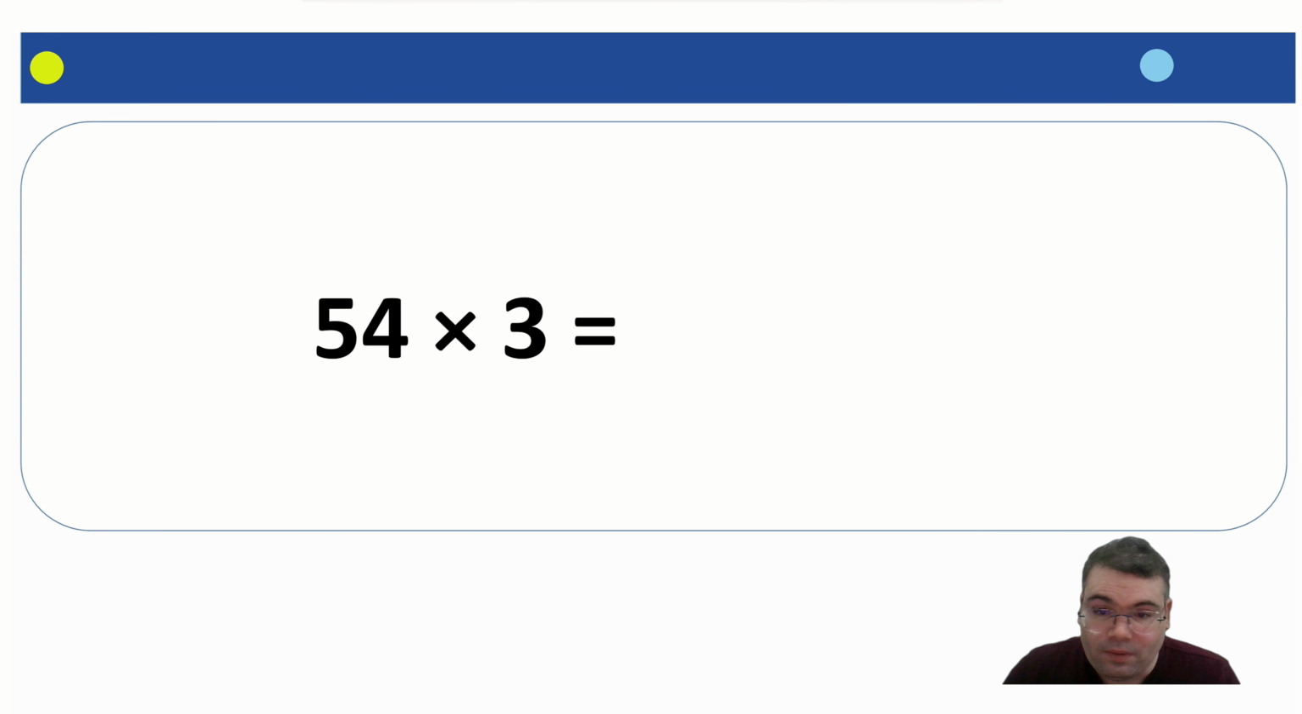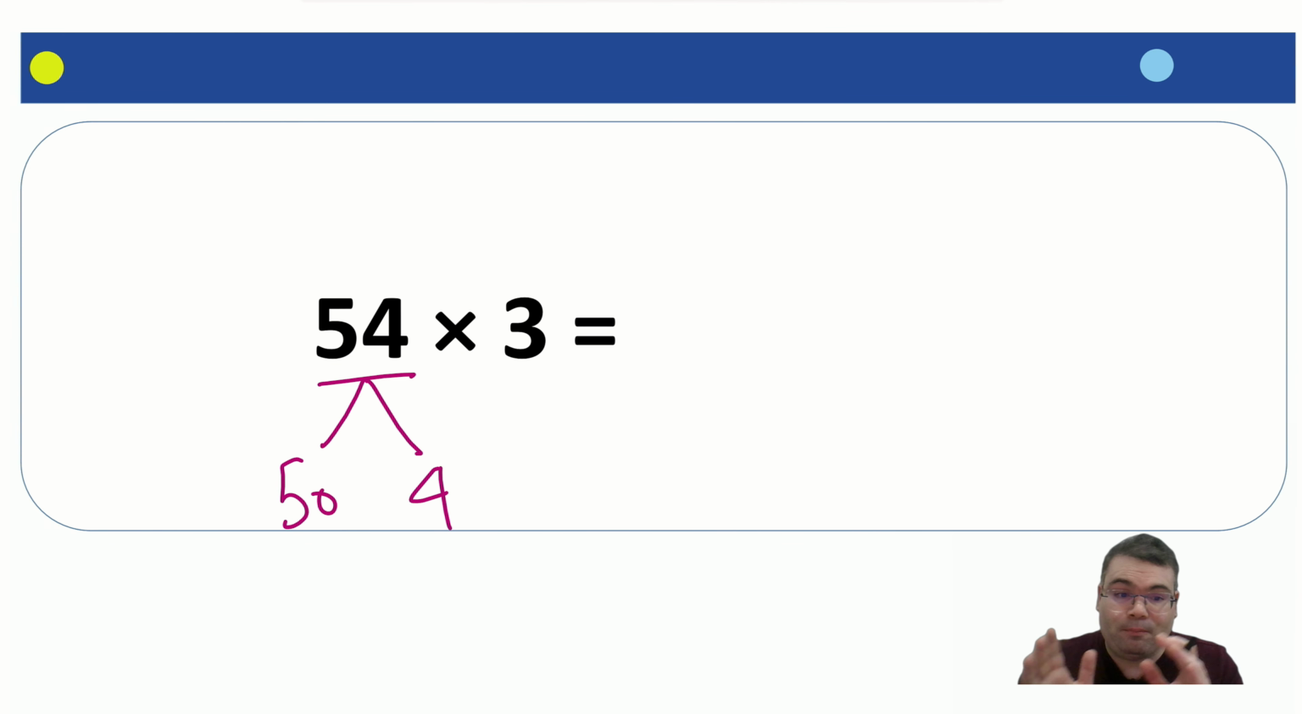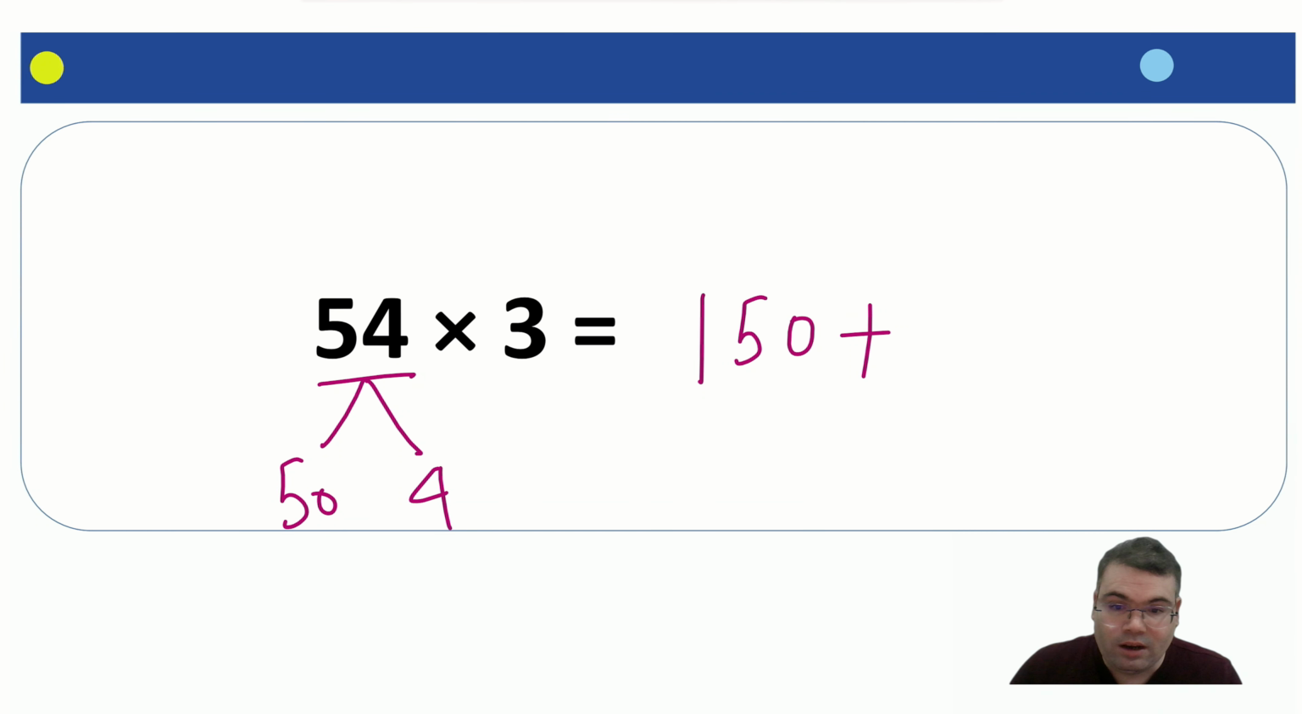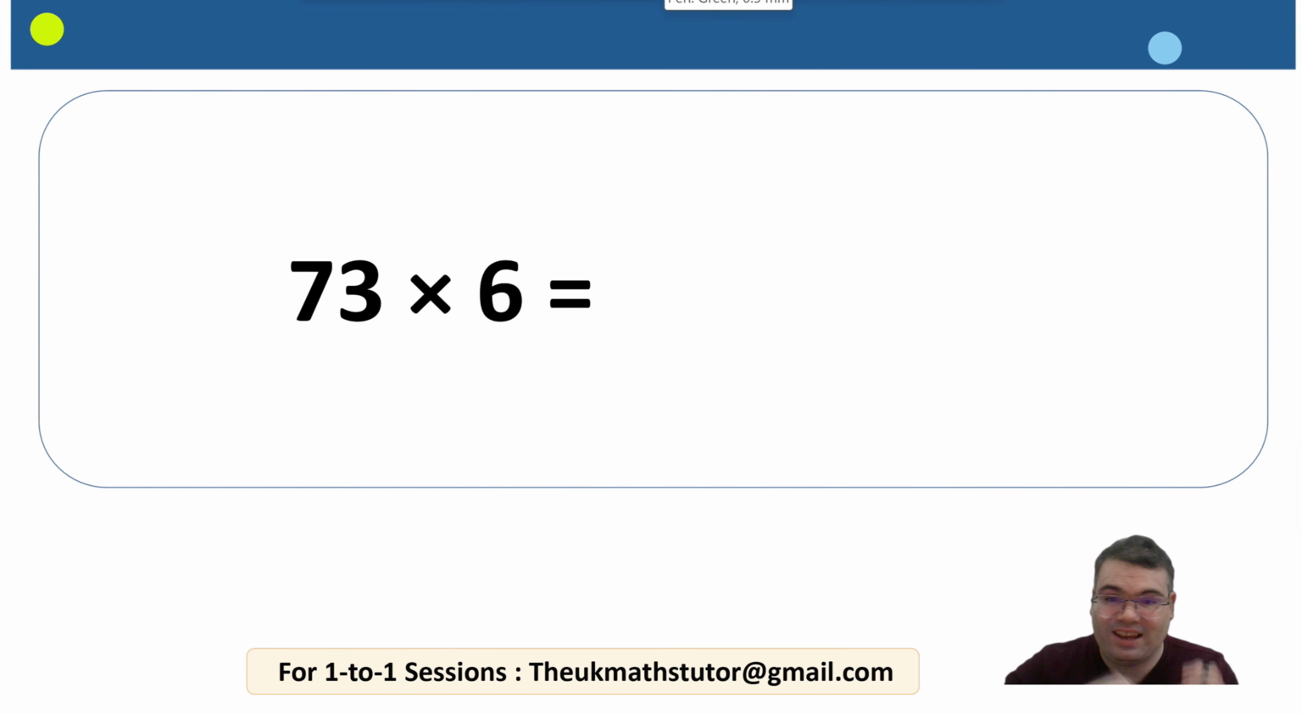First of all, the number you can see, let's partition or break it into the nearest 10 so that it's easy to multiply. So 54 we can break it as 50 and 4, right? Now 50 times 3 is 150, right? And add, now 4 times 3 is 12, so 150 plus 12 is 162. Very easy.